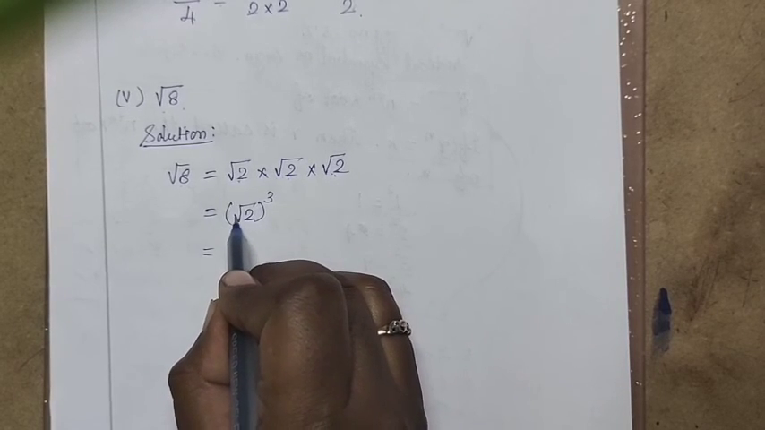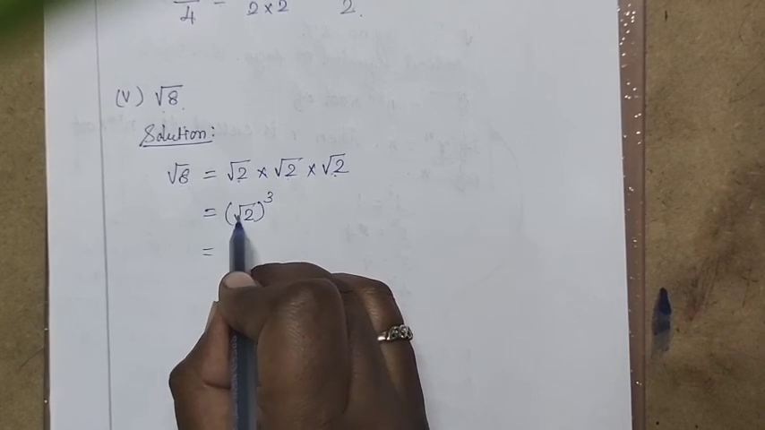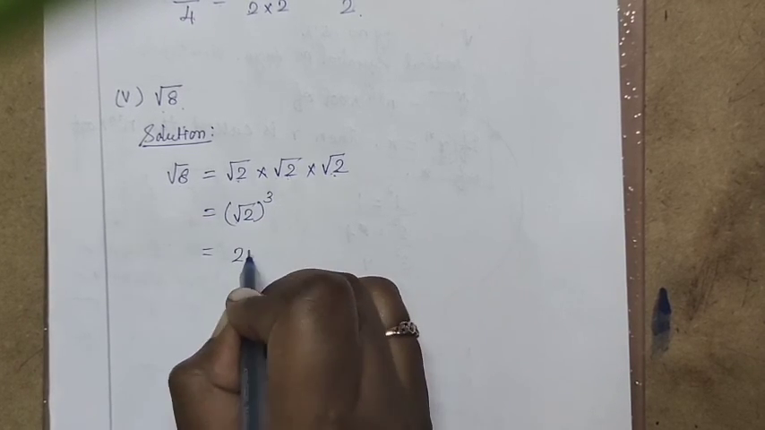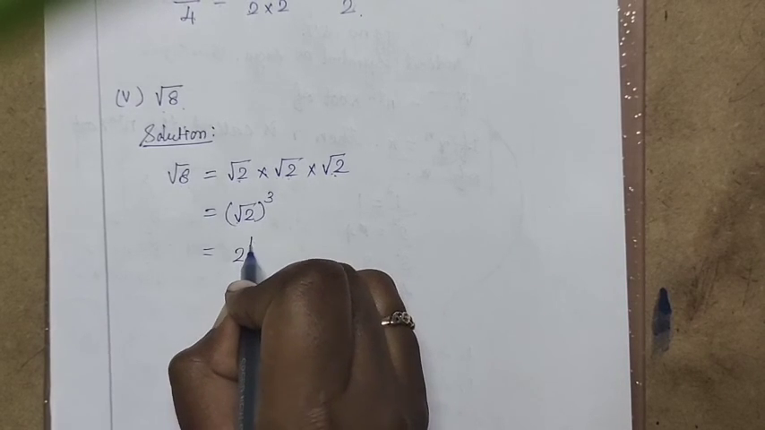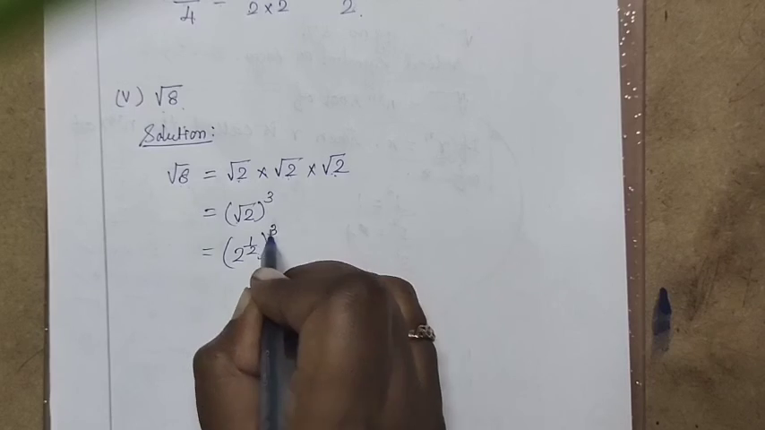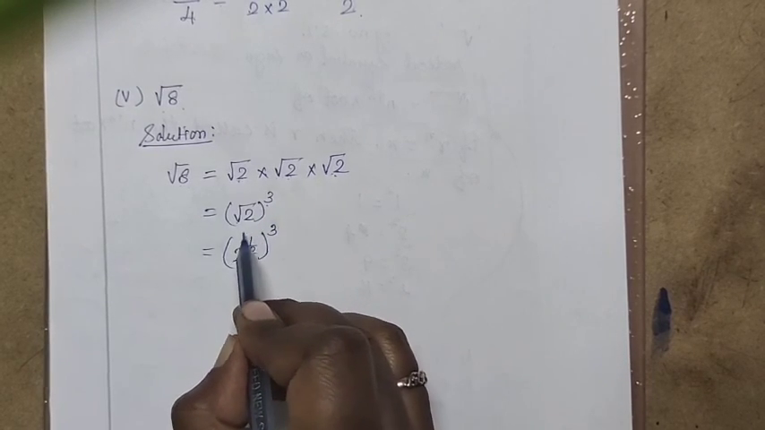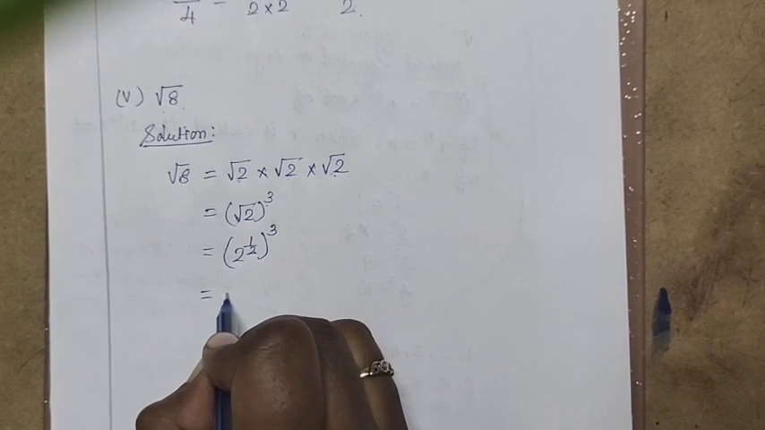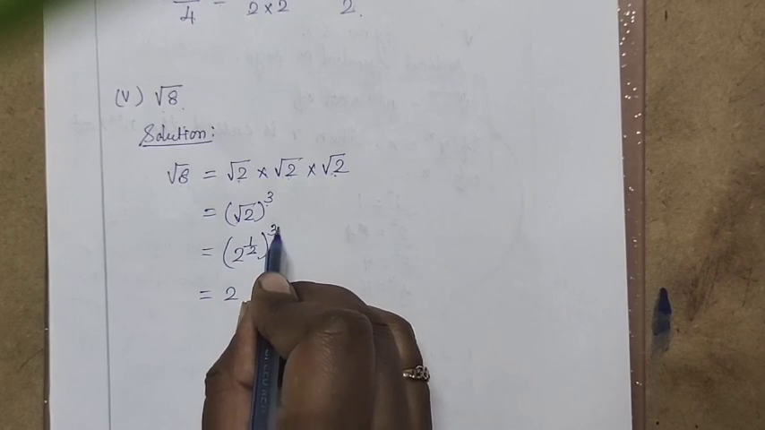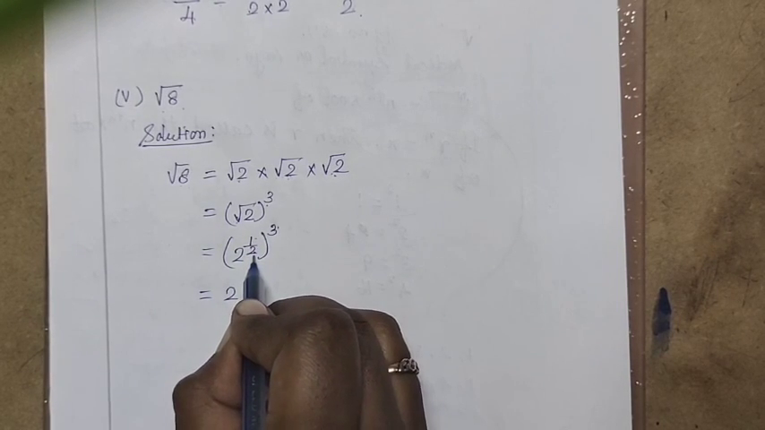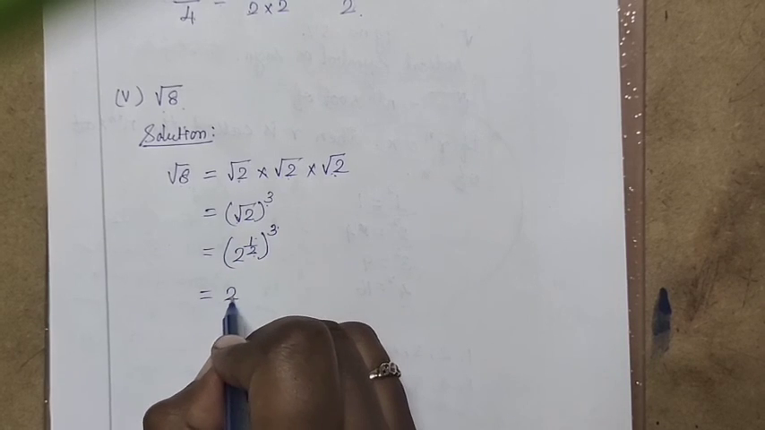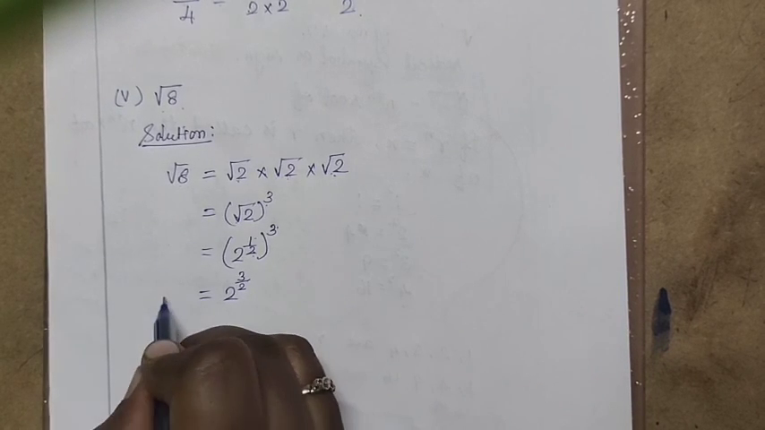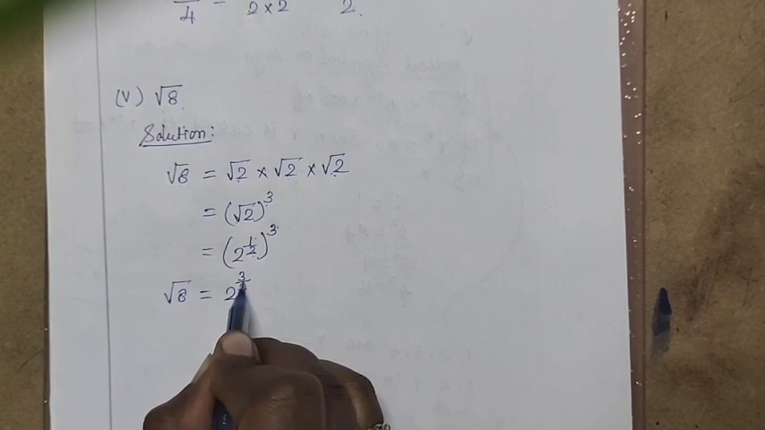Root 2 power 3 also we can write it. Already we have seen, instead of this root we can write as fractional index form. So 2 to the power 1 by 2, power 3. It is power, it is root. Another way we can write 2 to the power, this is power. Power means mth power of nth root. We can write like that. So 2 to the power of 3 by 2. Are you clear? Root 8 is equal to 2 to the power 3 by 2.